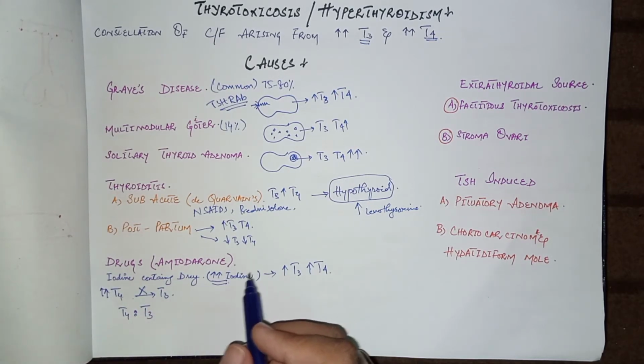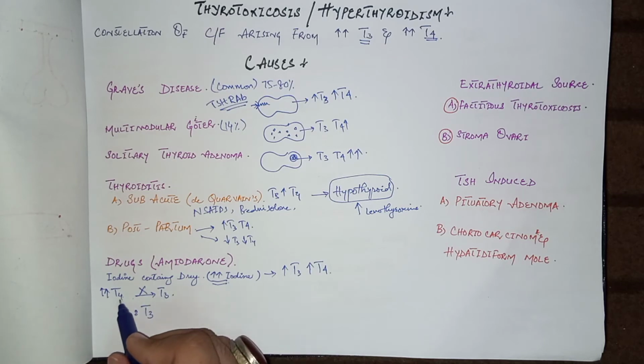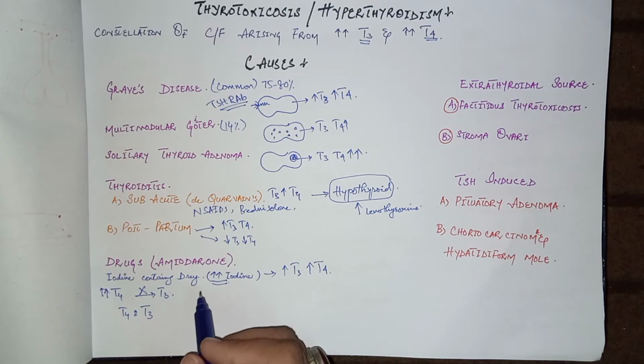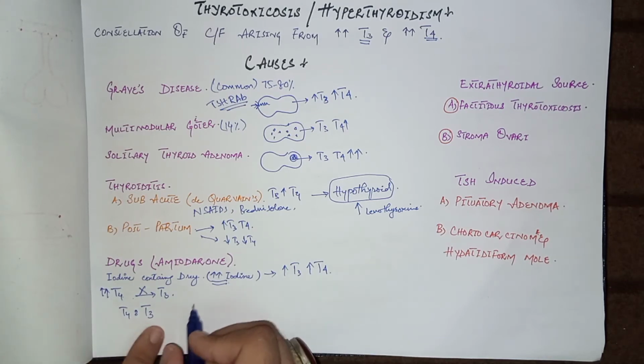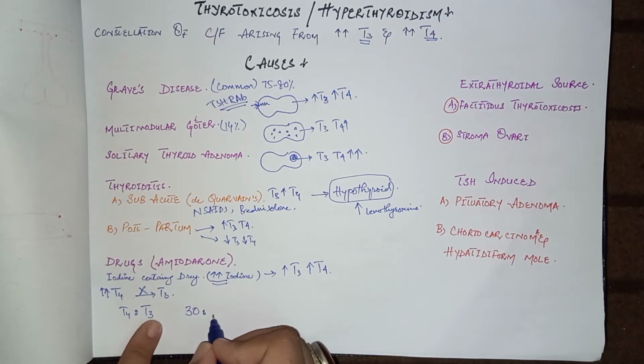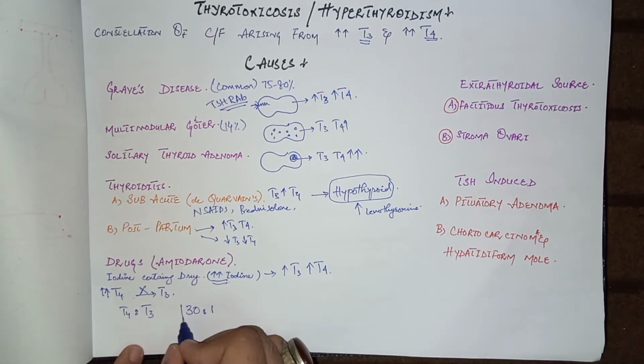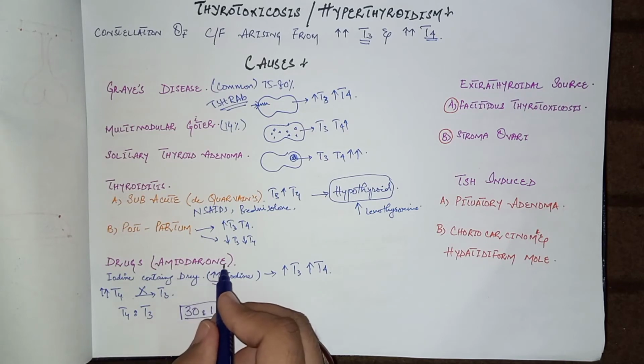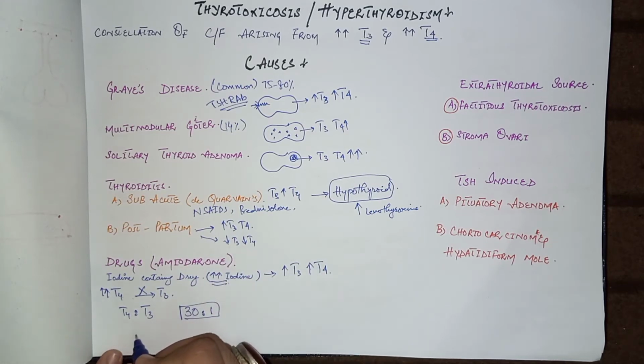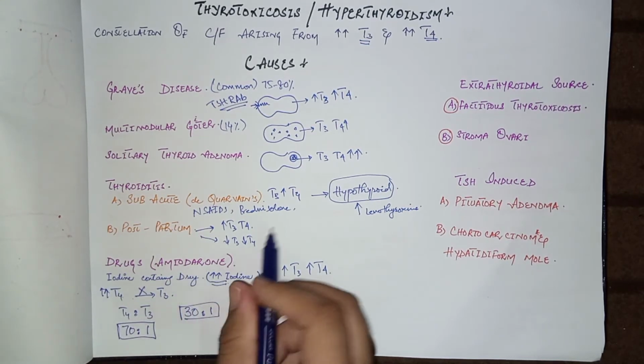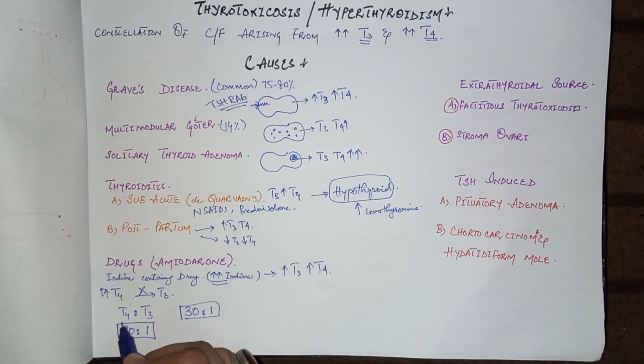So T4 levels are much higher than T3. In normal physiology, T4 is 95 to 96% in the blood, and T3 is just 4 to 5%. The normal physiological ratio of T4 to T3 is 30:1. But in amiodarone induced hyperthyroidism, this ratio is much higher, because T4 will not convert into T3, so T4 levels become very high compared to T3. In amiodarone induced hyperthyroidism or thyrotoxicosis, the ratio of T4 to T3 is 70:1.